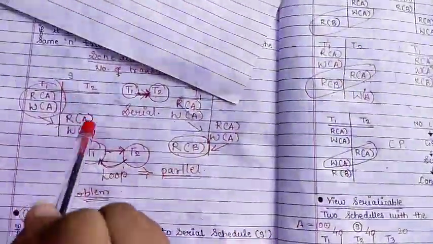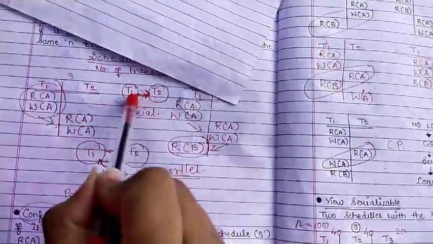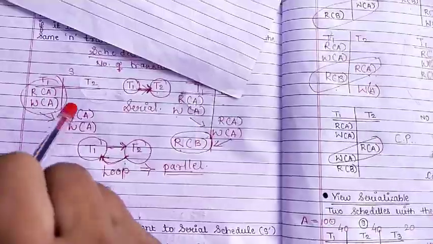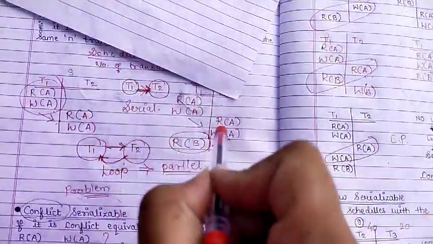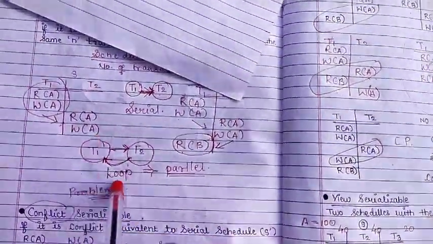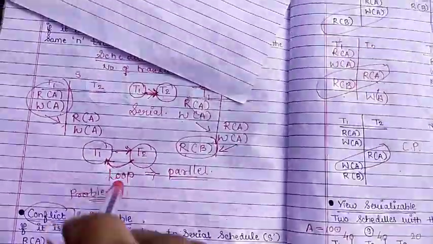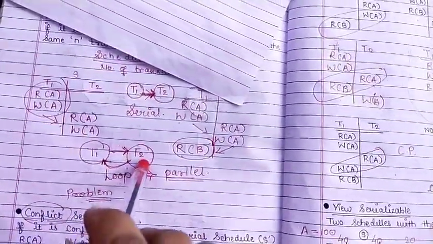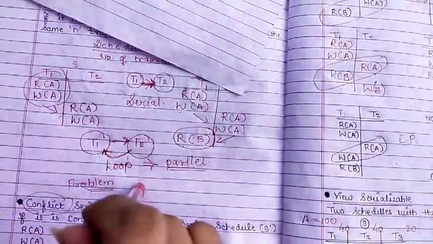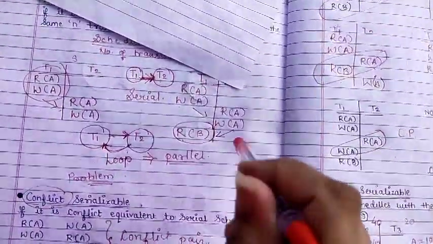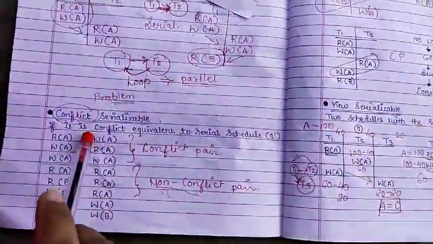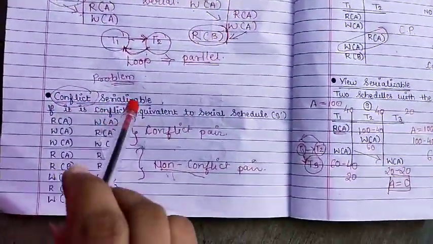What do we mean by serial and parallel? Serial means creating no loop, while drawing a graph, that means there is no loop, whereas in a parallel schedule we have to create a loop. Once the loop is created, we have to solve this problem by converting this schedule into a serial form, right? To solve this problem, we have one type, that is conflict serializable.